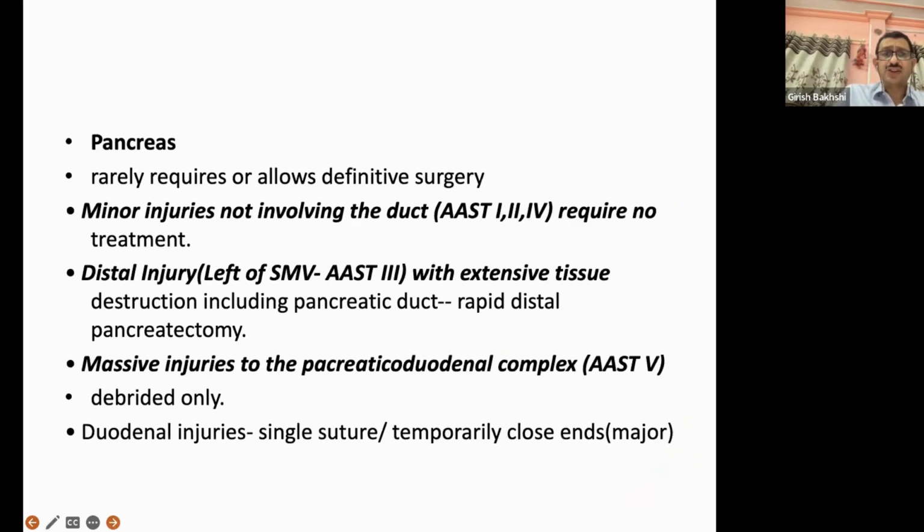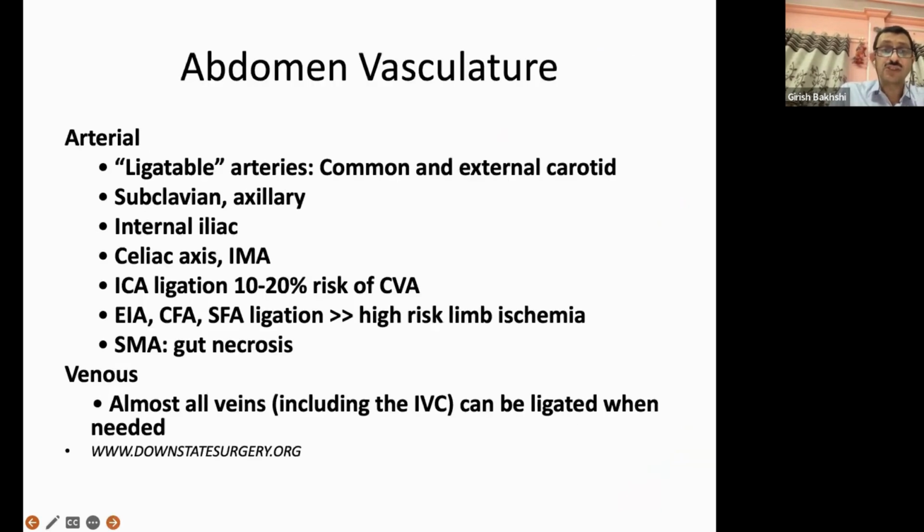Minor injuries of the pancreas, you just require a drainage, nothing else. However, even if it's a massive injury where the pancreaticoduodenal complex is involved, and if you don't have the expertise, remember, this is damage control. Just control the bleeding, ligate the vessel that is bleeding, take a figure of 8 to control the bleeding, and put big drains. No need of reconstruction at this phase because this is damage control surgery that you are going to do.